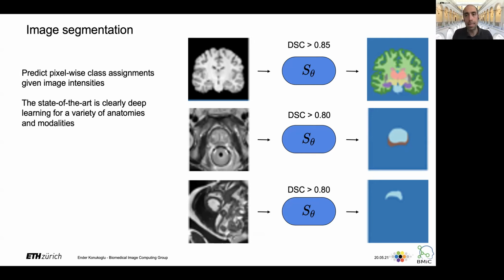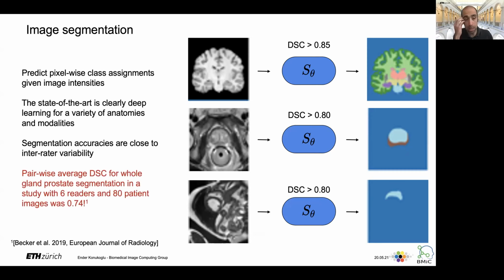So the best baseline is that the segmentation accuracies are claimed to be close to inter-rater variability. Actually, we did this study with Anton when he was at USC still. We basically asked 6 people to segment the prostate gland of 80 patients. Then we computed the dice overlap between these readers, and on average, it was 0.74. So for certain applications, definitely the prostate MRI, the algorithms are as good as radiologists, or within the rater agreement of radiologists in these cases.